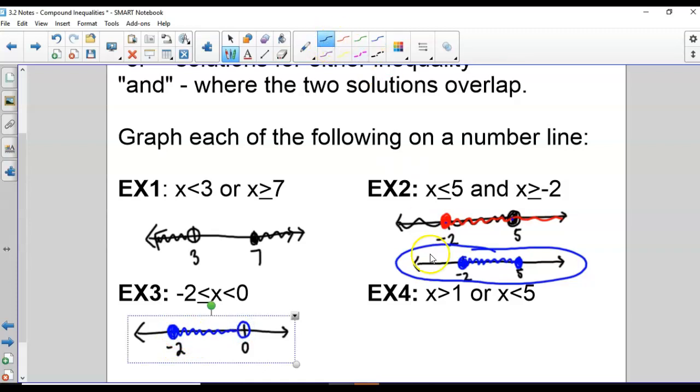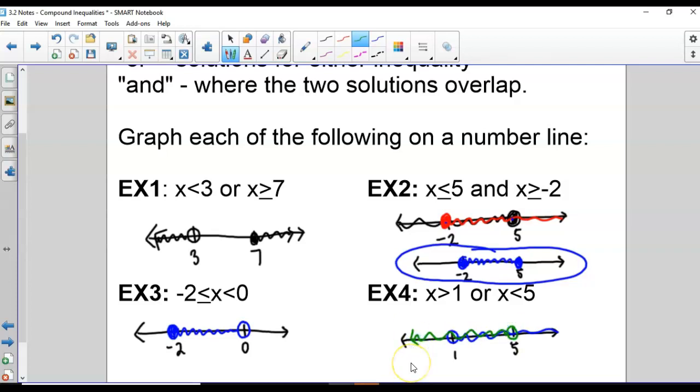And our last one is "or." We've got 1 and 5. And if we graph these, we've got x is greater than 1. So we use the open circle and shade above. We have x is less than 5, so we'll have an open circle and we'll shade to the left.